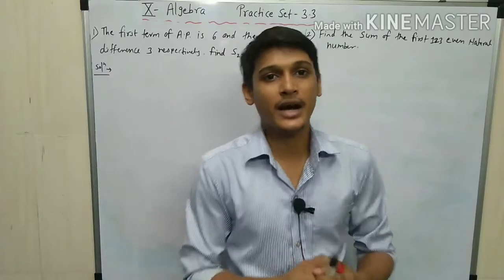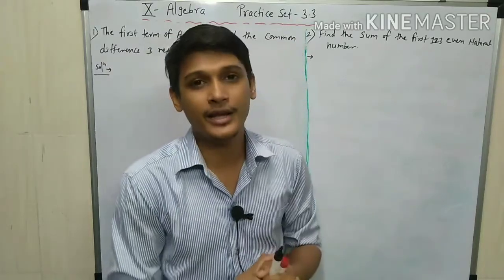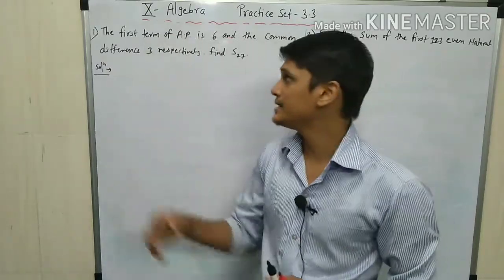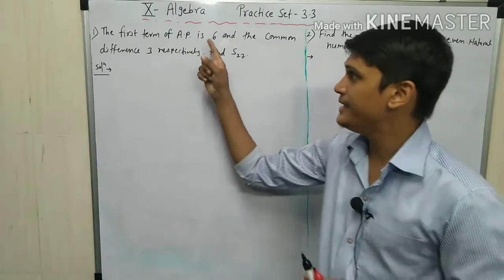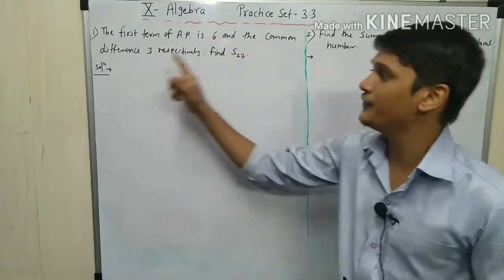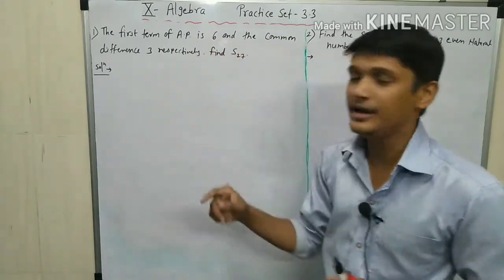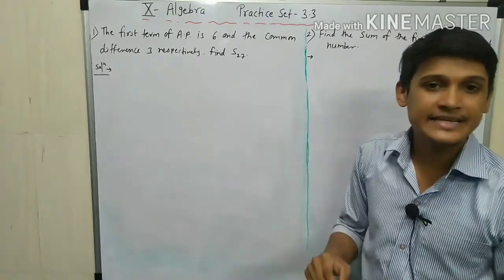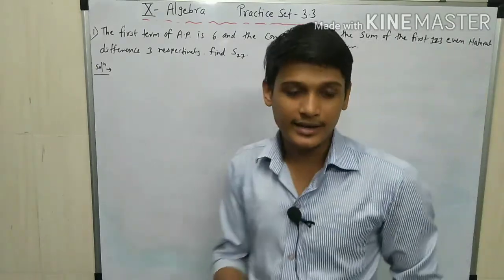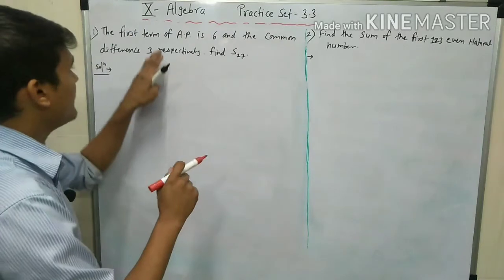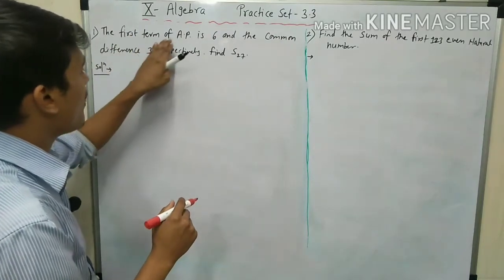Today we start practice set 3.3. The first question: the first term of an AP is 6 and the common difference is 3. Find S27. How to find it? What is given? The first term of the AP is 6.